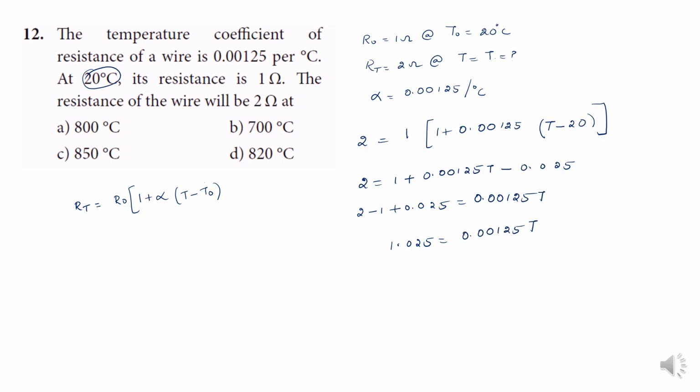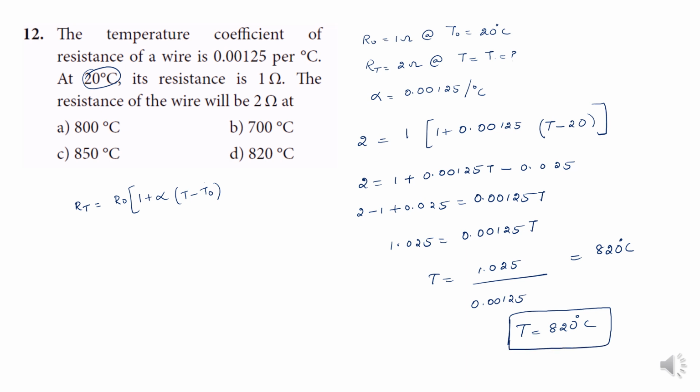From this, T is equal to 1.025 divided by 0.00125. So this comes around 820 degrees Celsius. The temperature was like 820 degrees Celsius, and the resistance corresponding to this temperature is 2 ohm. So the answer for 12 is D, 820 degrees Celsius.